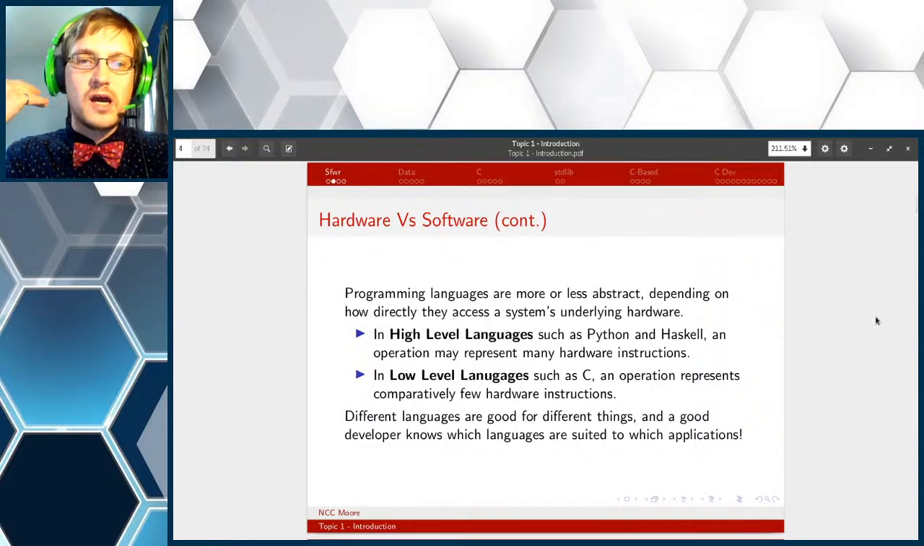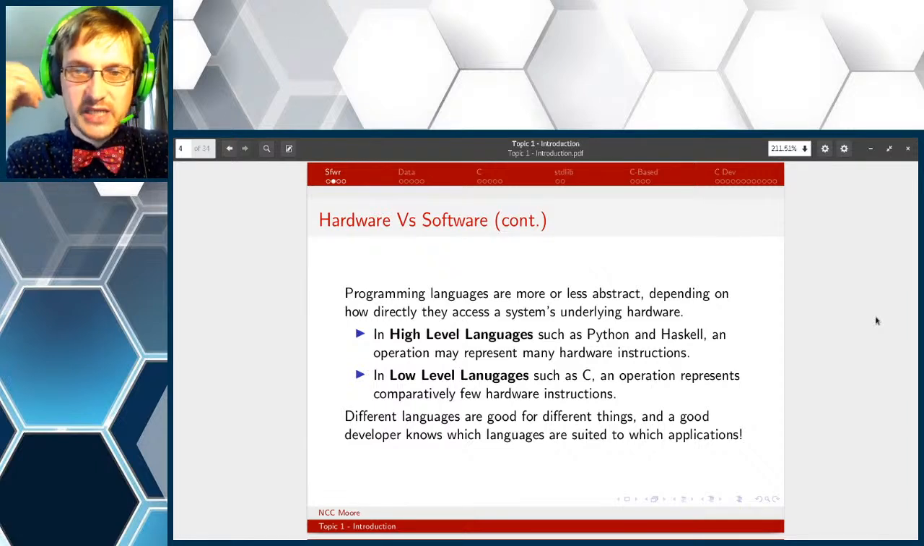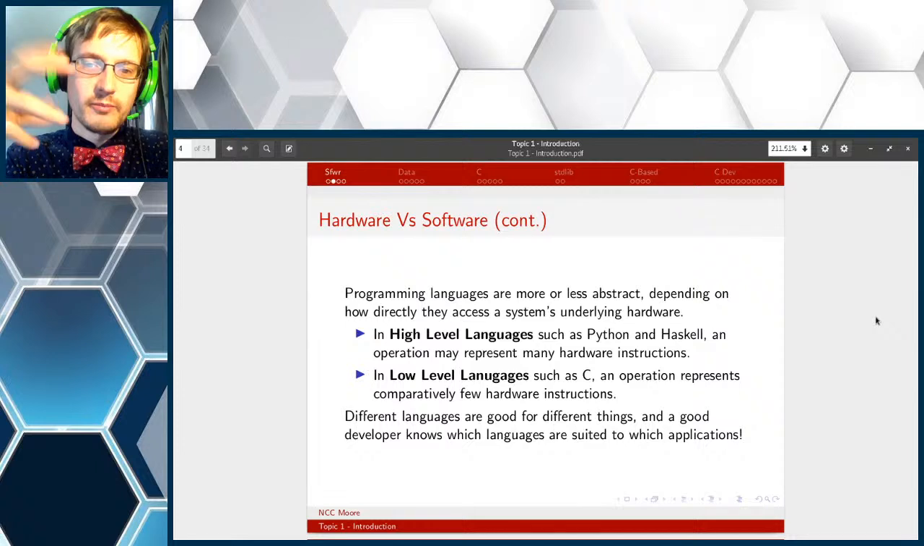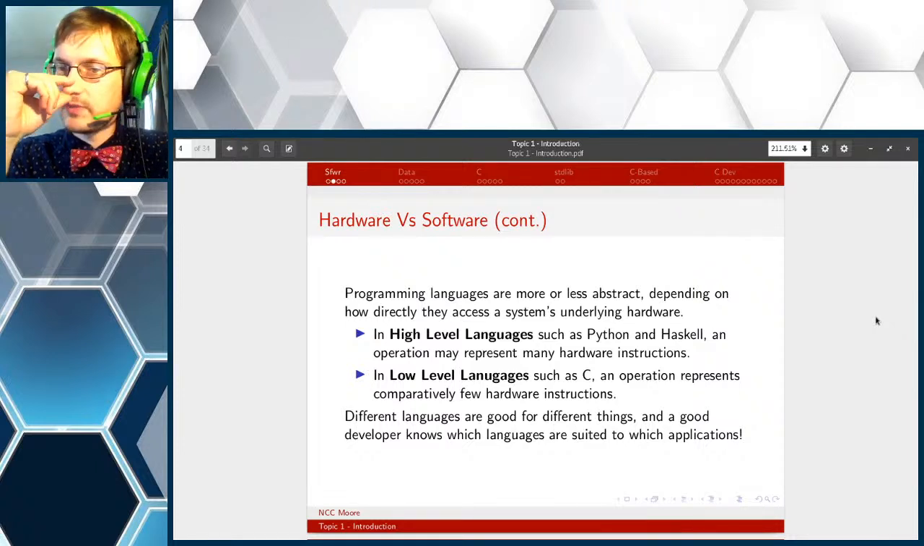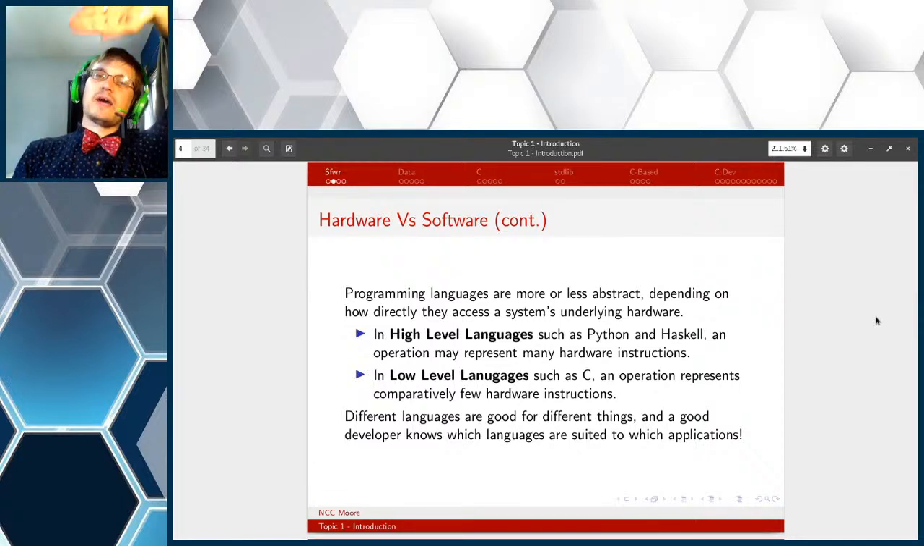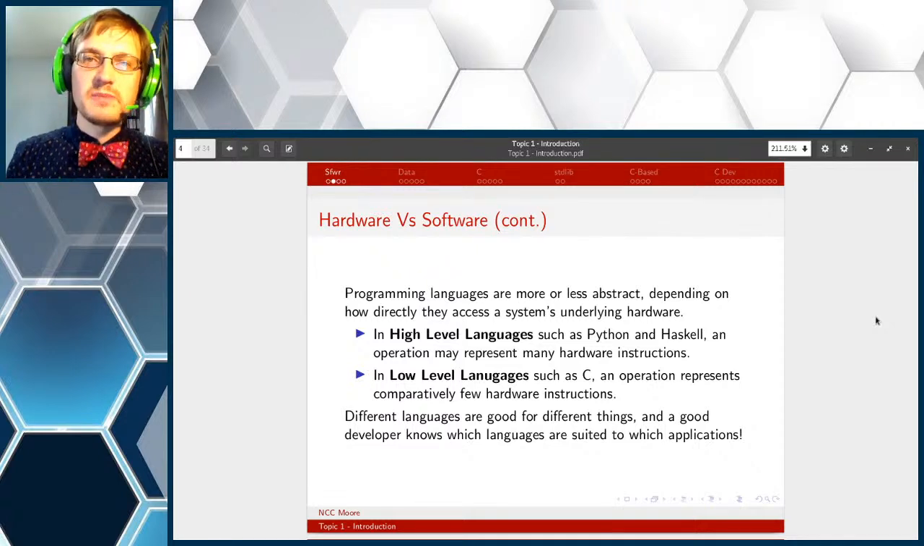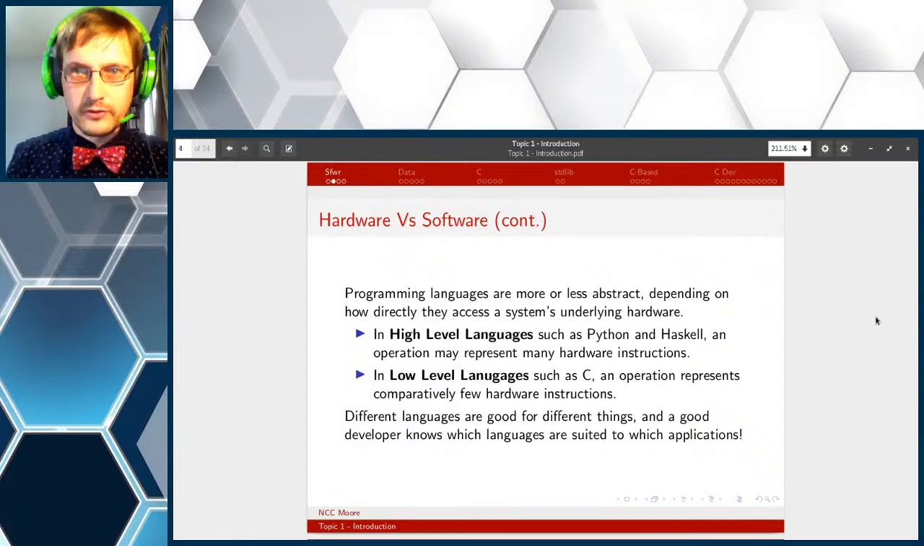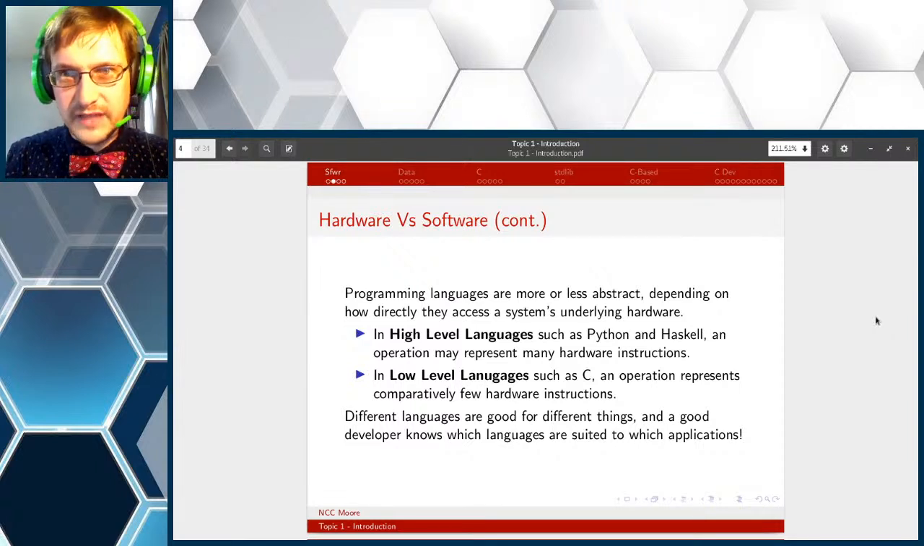Programming languages are more or less abstract depending on how directly they access a system's underlying hardware. In high-level languages, such as Python and Haskell, an operation may represent many hardware instructions. This is particularly true of something like Haskell, where you are shifting paradigms from the underlying hardware instructions. These are in an imperative programming paradigm, right?